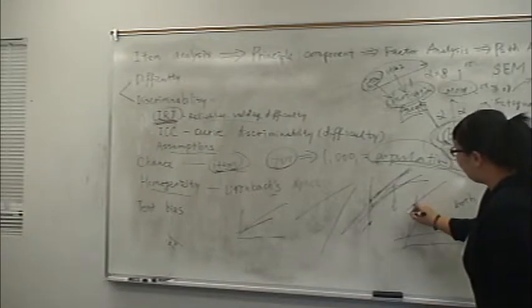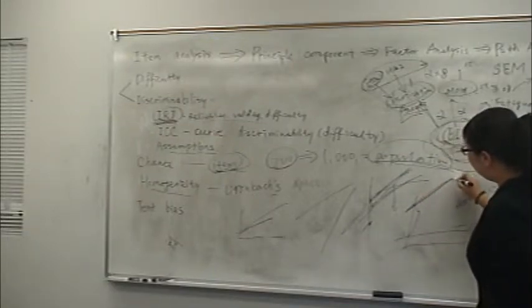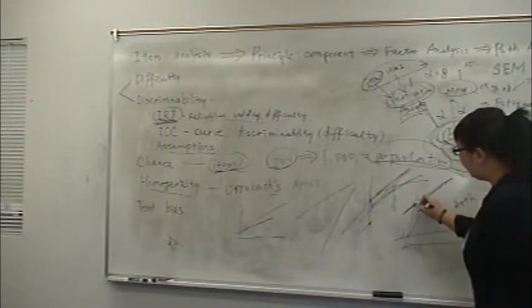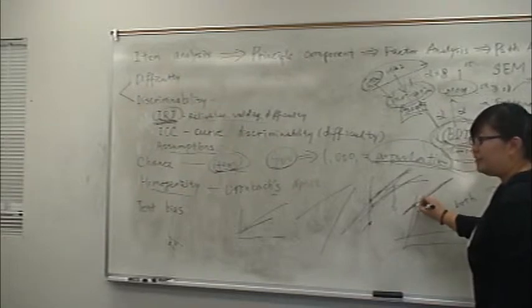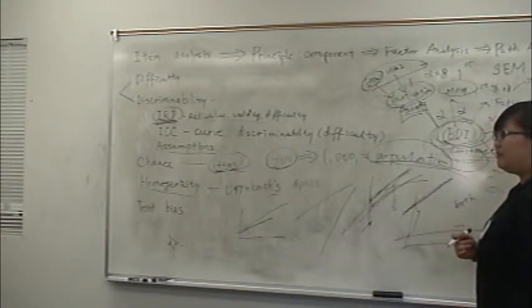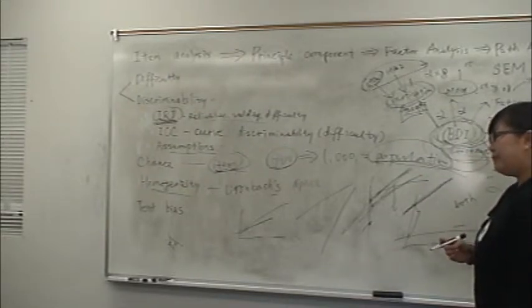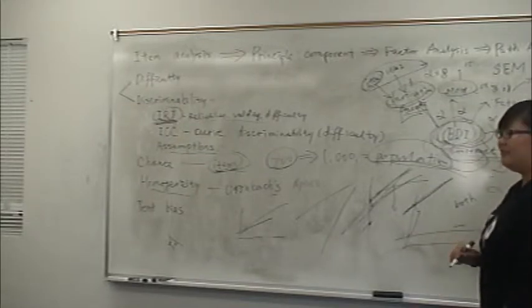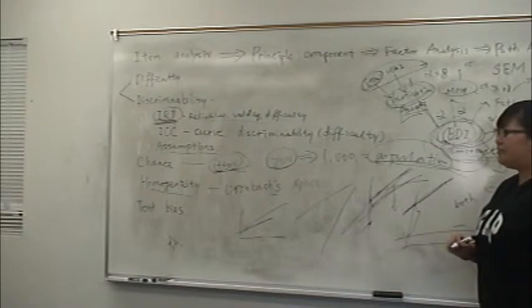But if I draw it like this, it has no intercept bias and no slope bias, because the intercepts are very close to each other, and they also go the same direction. But if they started off the same and then one went down and the other went up, that would just be slope bias. That's the difference between slope and intercept bias.